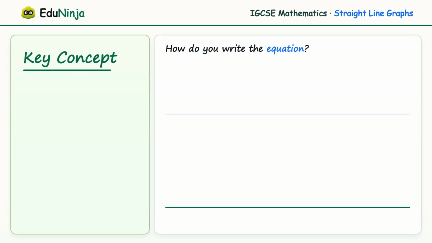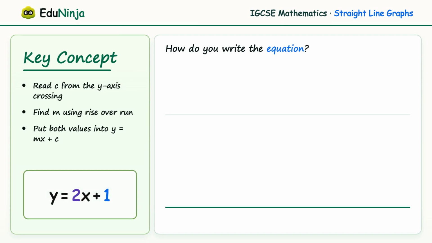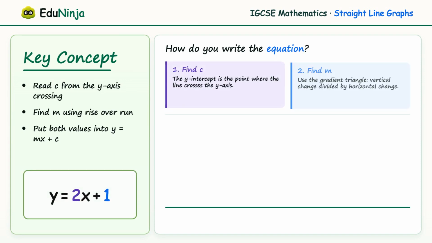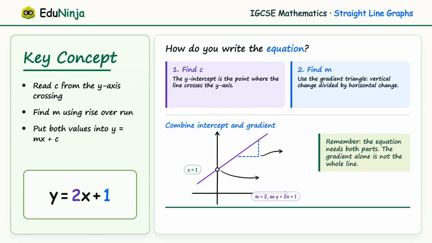Now combine the two ideas to write the equation. First read c from the y-axis crossing, then find m using rise over run. After that, put both values into y equals mx plus c. In this example, c is 1 and m is 2, so the equation is y equals 2x plus 1. Quick check: if m is 3 and c is negative 2, the equation is y equals 3x minus 2.